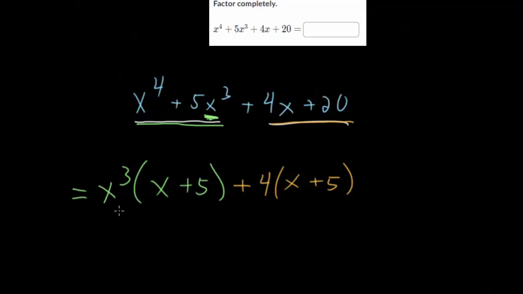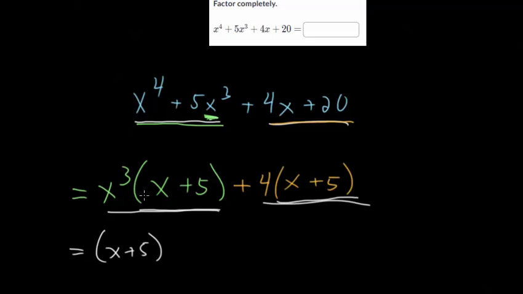And notice that from each of these terms, this term and this term, they each share this x plus 5 as a common factor. So we can factor that out from each of them. So if we pull out x plus 5, remember we're essentially just dividing now each of these by x plus 5. And here they would cancel out and you'd be left with x cubed. And here they would cancel out and you'd be left with 4.